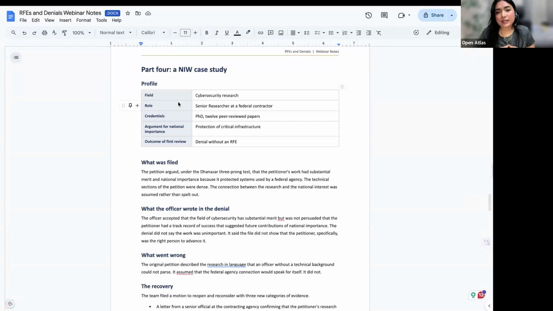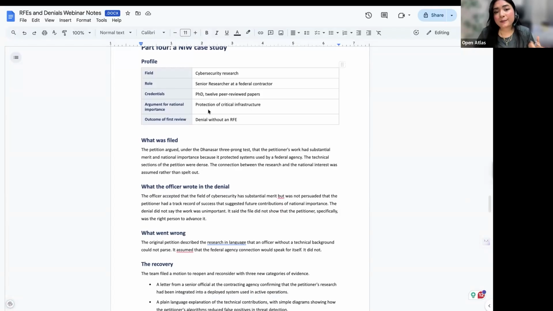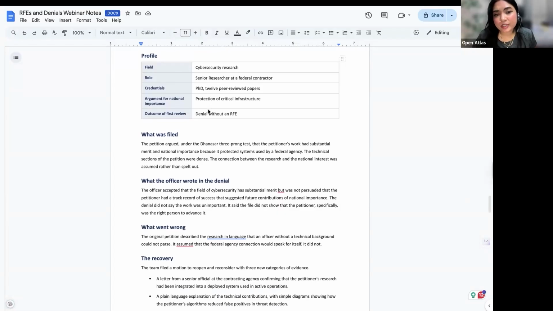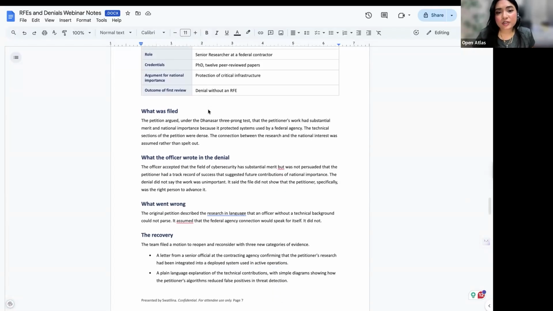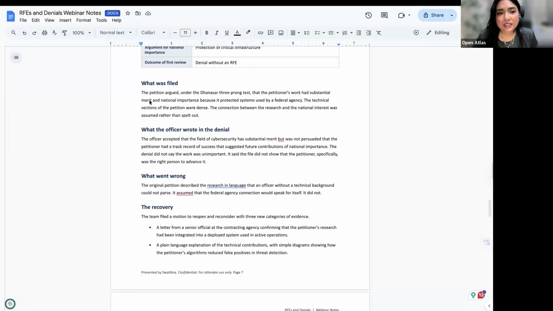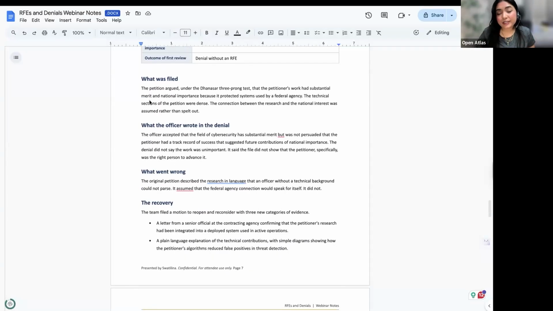Right now, NIW approval rates are very low, almost 36%. Let's see. The field was cybersecurity research: a senior researcher at a federal contractor, PhD, 12 peer-reviewed papers, protecting critical infrastructure, and got denied. So what was filed? The petition argued under the three-pronged test that the petitioner's work had substantial merit and national importance because it protected systems used by the federal agency.